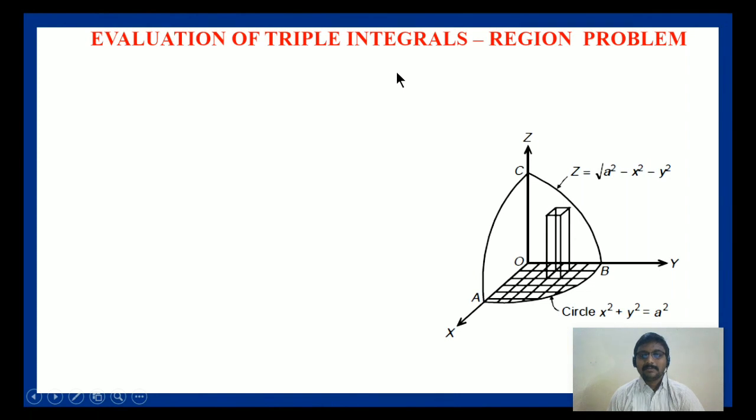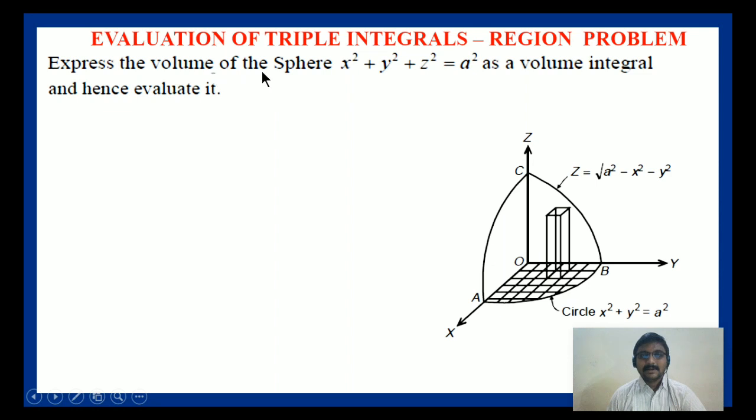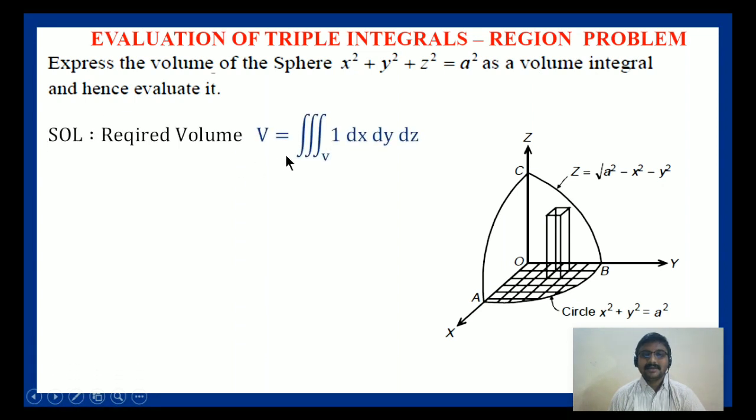Evaluation of triple integrals, region problem. Express the volume of the sphere x square plus y square plus z square equals a square as a volume integral and hence evaluate it. So we have to express the volume of the sphere. What is the sphere here? A sphere having radius a units, as a volume integral. We have a formula for volume, that is the triple integral over V of 1 dx dy dz.